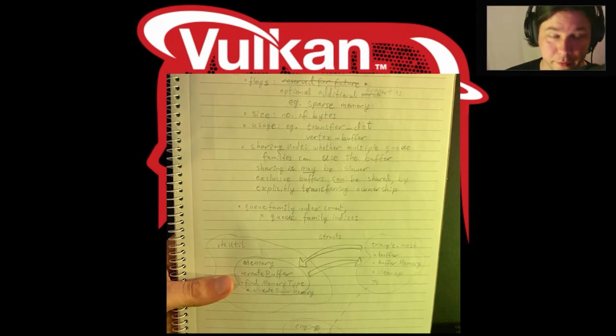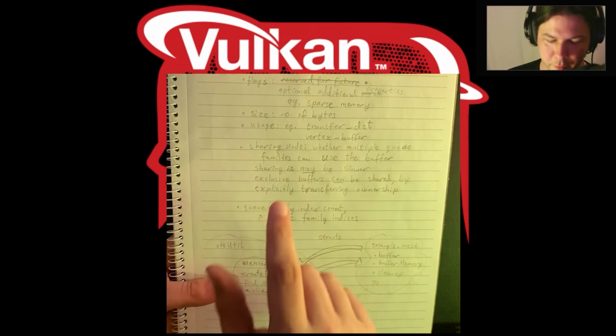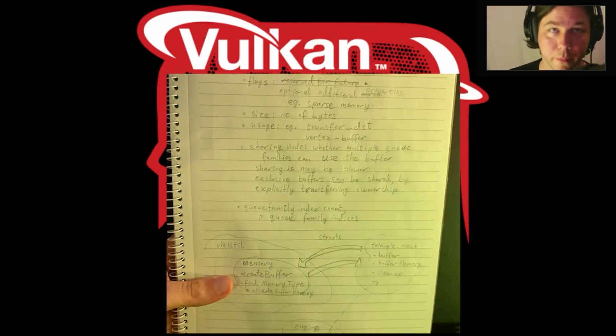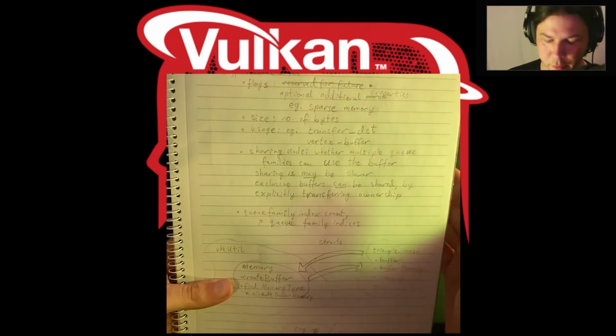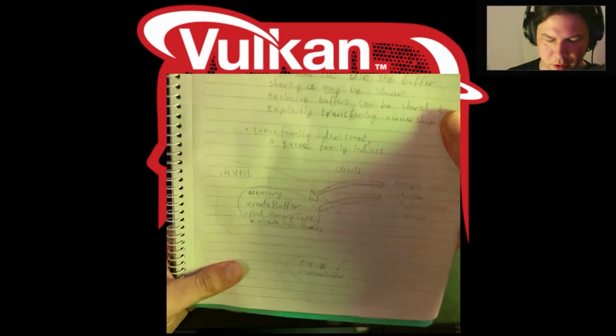It's said in the documentation that sharing the vertex buffer may be slower, and we can also share vertex buffers which are in exclusive mode. We just need to explicitly transfer ownership, which I guess could have some overhead. And then just the usual things.